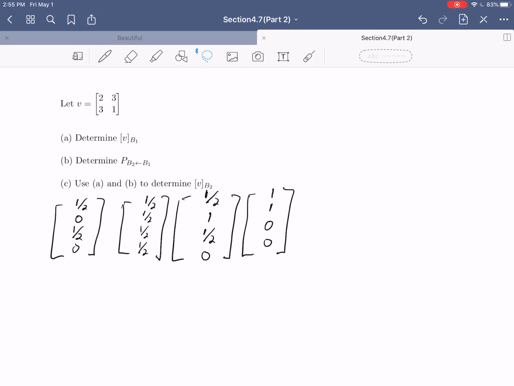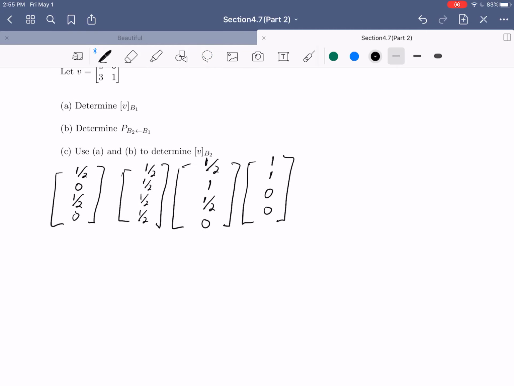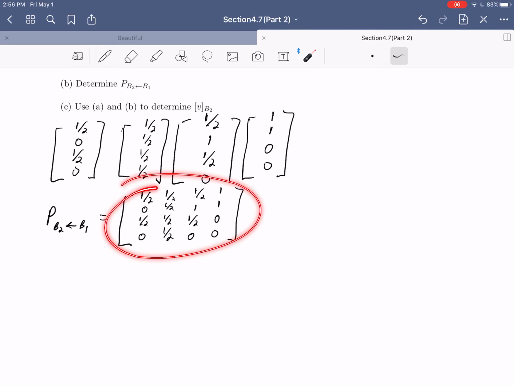So what this then tells us is that the actual solution to the change of basis matrix that allows us to go from things represented in B1 into things that are in B2 is this matrix that is 1 half, 0, 1 half, 0, 1 half, 1 half, 1 half, 1 half, 1 half, 1, 1 half, 0, and 1, 1, 0, 0. Okay, so a tremendous amount of work, but now we know how to transition from anything that's represented in basis 1 into basis 2.